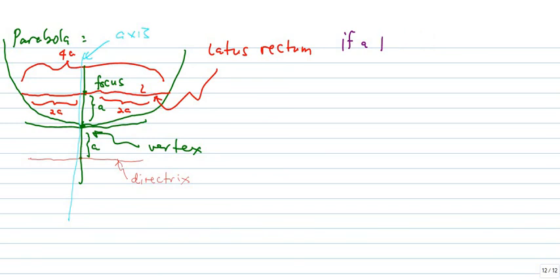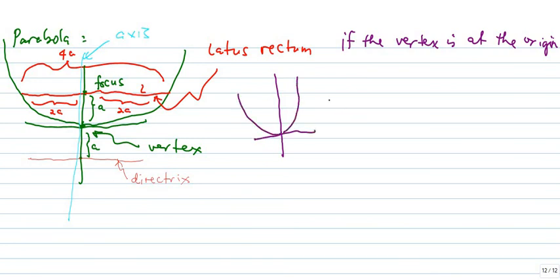If the vertex is at the origin, which means at (0, 0), and the parabola is opening upward, then we have our equation of a parabola, which is, take note, opening to positive y. So we have here x squared equals 4ay because it is opening to positive y.